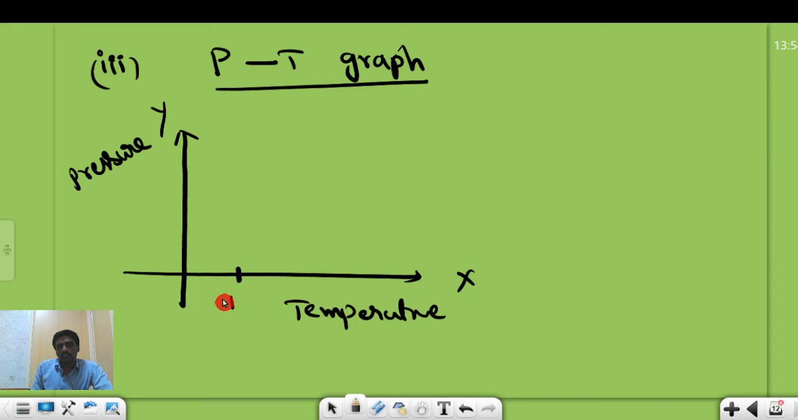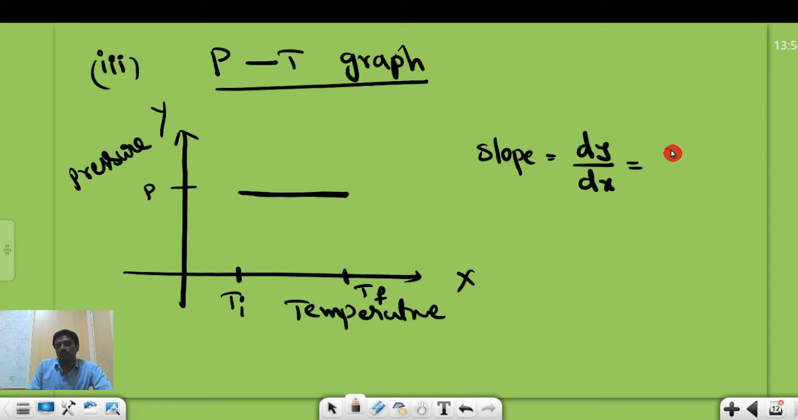If we take the initial temperature Ti and the final temperature Tf, in this process the pressure must be maintained at a constant value. This is the constant pressure, P equals constant. What about the slope here? The slope is equal to the change in y component divided by the change in x component. The change in y is dP, the change in x is dT, so dP by dT is equal to 0, and the slope is equal to 0.